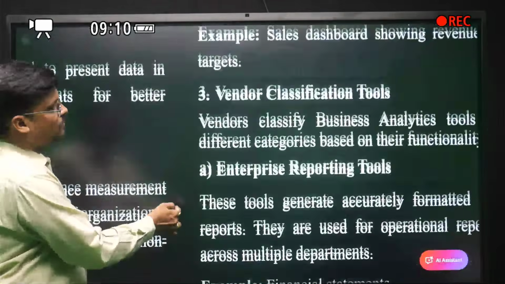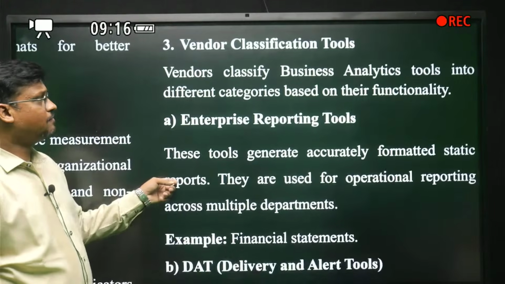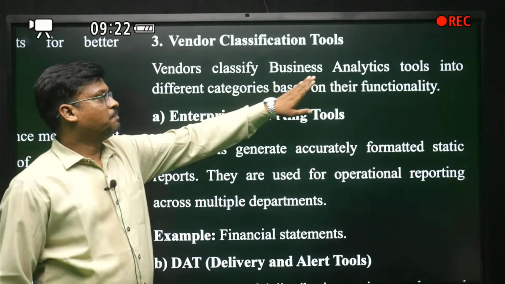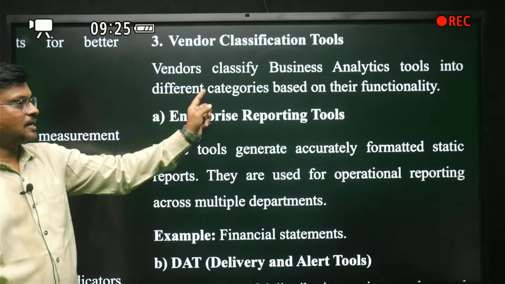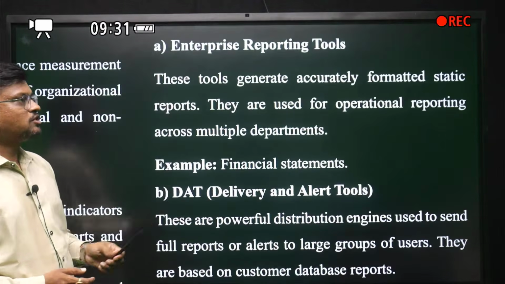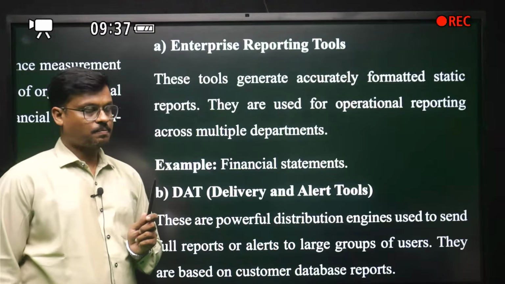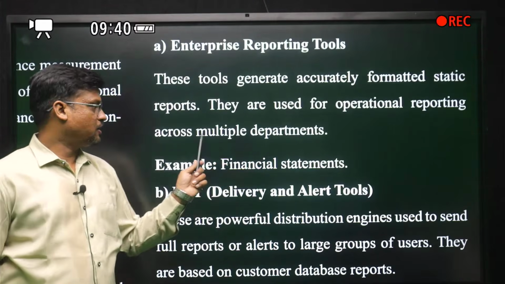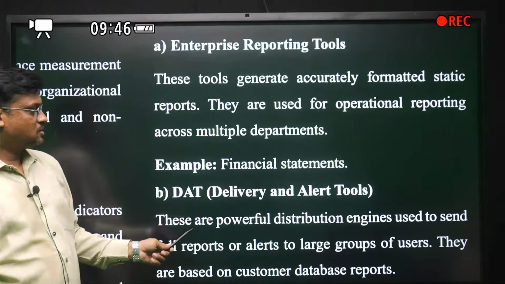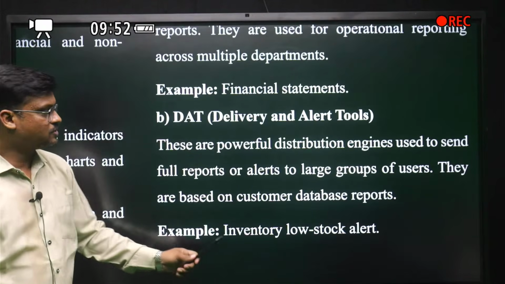is vendor classification tools. After visualization tools, we go with vendor classification tools. Vendors classify business analytical tools into different categories based upon their functionality, like enterprise reporting tools. These tools generate accurately formatted static reports. They are used for operational reporting across multiple reports. This will give you the report of the entire enterprise. Example, financial statements of your entire enterprise, and it can be used among various departments.